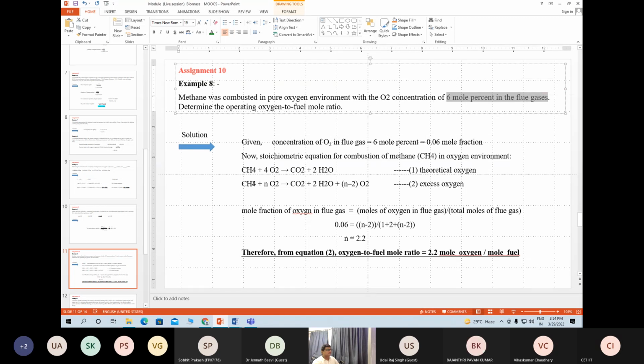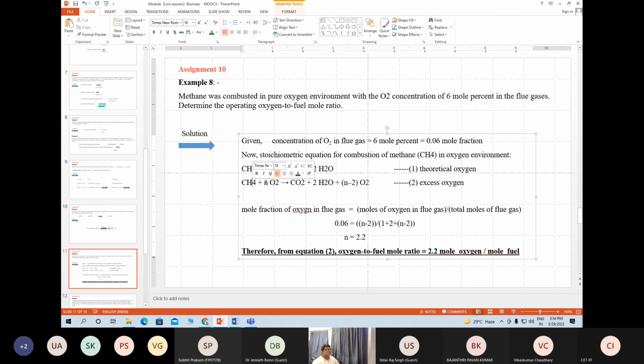That means when you are burning methane as a gas, we don't know the number of moles of oxygen required to burn 1 mole of methane, because we know the product is coming out as CO2 plus 2H2O plus N minus 2 O2. Why N minus 2 O2? Because we have 1 mole of oxygen here, 1 mole of oxygen here. So that's why N minus 2 will go out here.